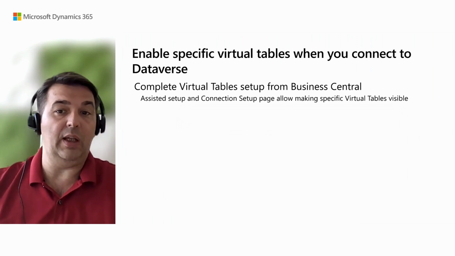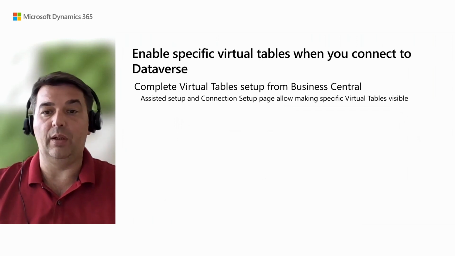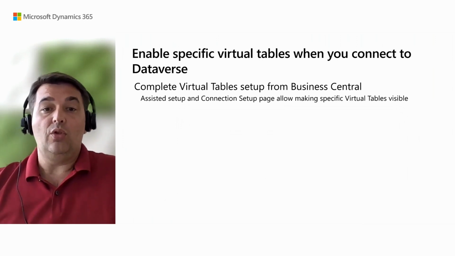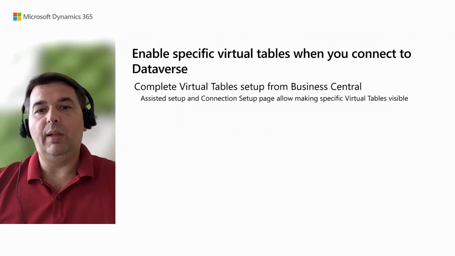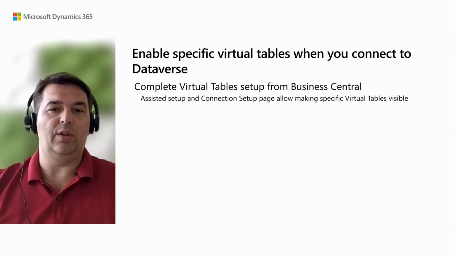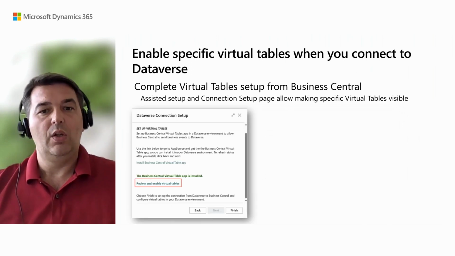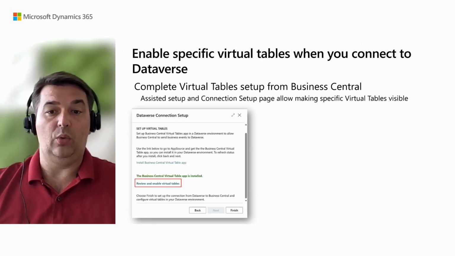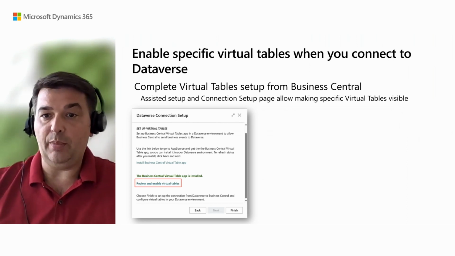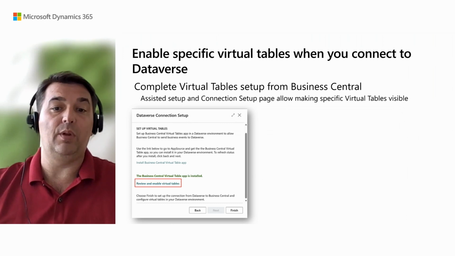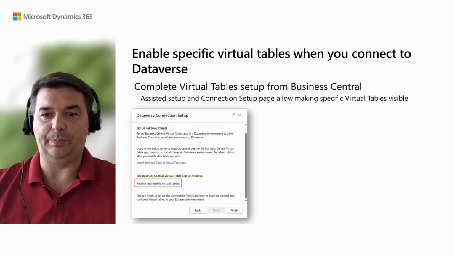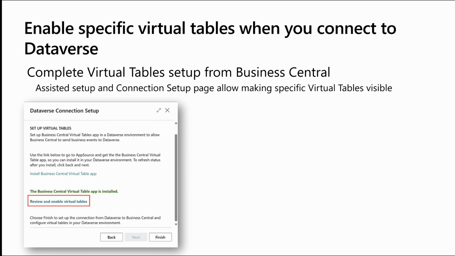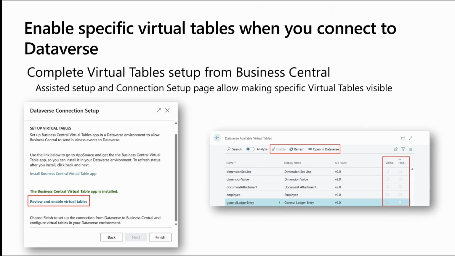When there's overlapping data in Dataverse or Dynamics 365 applications such as Sales, your choice should be data synchronization. And when that's not the case, the virtual table will offer integration customization with less effort. So now when you enable and connect to Dataverse using assisted setup, you are able to make specific virtual tables visible already during the setup. This can be done for a single table or in bulk for multiple tables. To make additional virtual tables available, you can later access the list of the Dataverse available tables from the connection setup page as well.